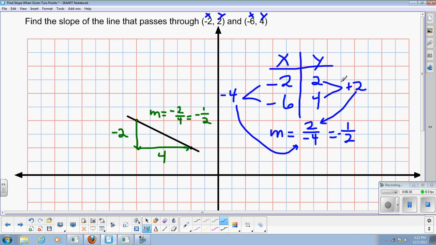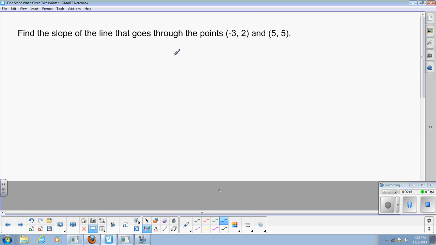We can actually use a t-table and find out how much we move up or down by finding the amount of change, or the distance between the y's, and we can find out the amount of change or the distance between the x's on a t-table. So let's go back to here where I don't have a graph, and let's build a t-table for this. So we build the t-table, xy, and I'm going to write my points in. I have -3, 2, -3 is x, 2 is y, and then my next coordinate is 5, 5.